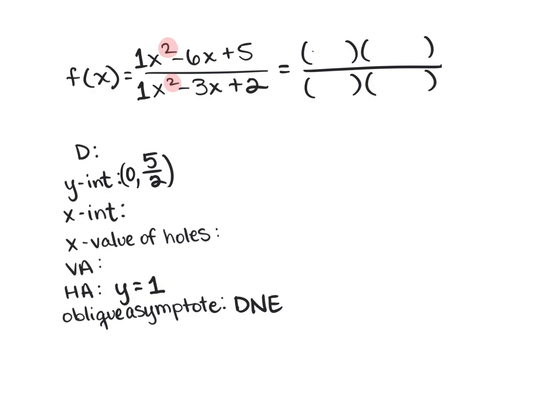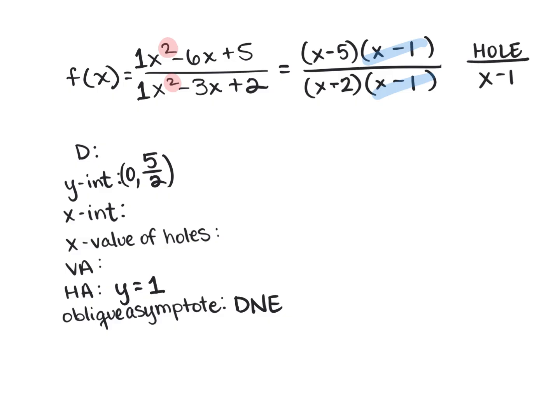I need factors of positive 5 that add up to give me a negative 6, and that is going to be a negative 5 and a negative 1. And then in the bottom, we're going to have factors of 2 that give you negative 3, so that's going to be negative 2 and negative 1. So at that stage, I am seeing that I have these twins right here, which means that I do in fact have a hole. Now this doesn't want the ordered pair point, it just wants the x value.